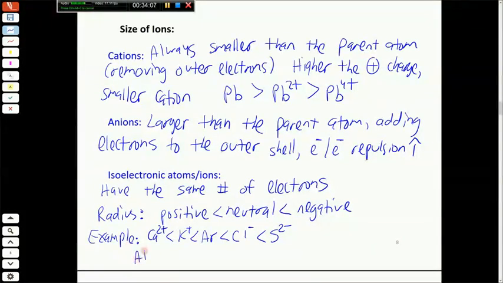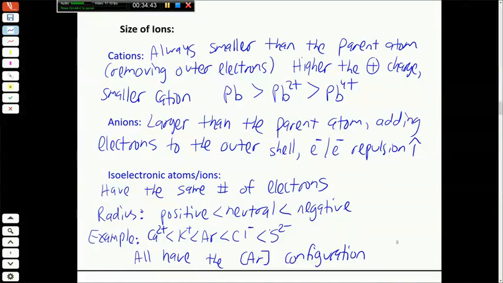All of these species have the same electron configuration and the same number of electrons, but the size goes in that order because of things we talked about, electron-electron repulsion and attraction to the nucleus being the two driving factors. So as we go from left to right here, from the positive species to the negative, we have fewer and fewer protons in the nucleus, and so that's going to pull the electrons not as tightly, so they're going to be expanded and a little bit larger. All right, so that's the sizes of isoelectronic atoms and ions.